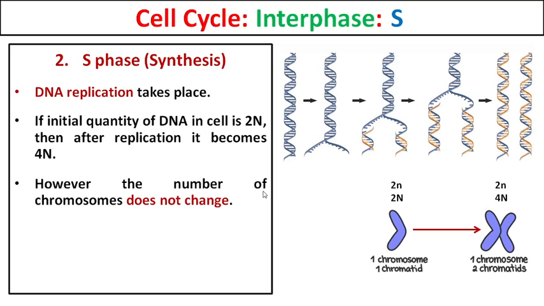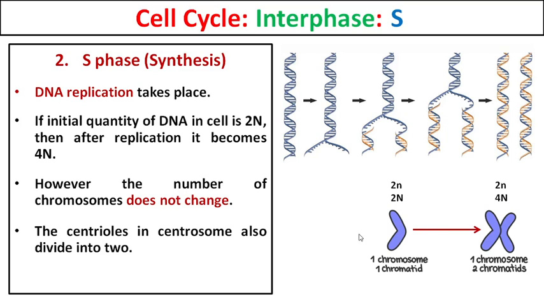Fine? The number of chromosomes does not change. Very, very important. You will still have 23 pairs of chromosomes, but these 23 pairs of chromosomes would have now become divalent. That is, they would have two chromatids. Clear?